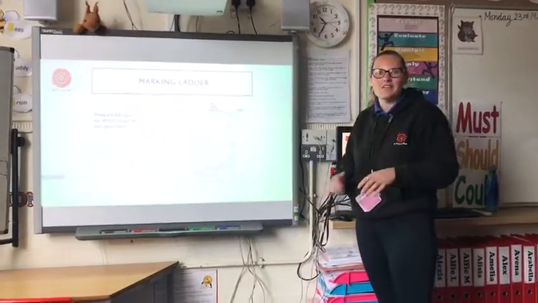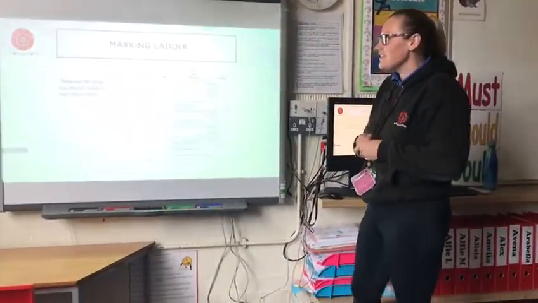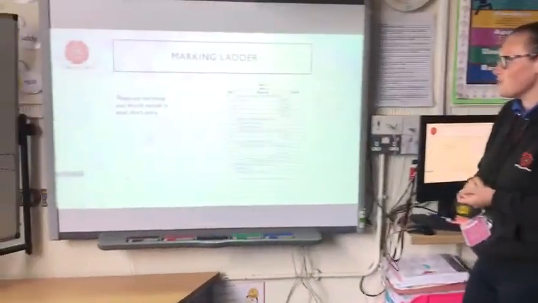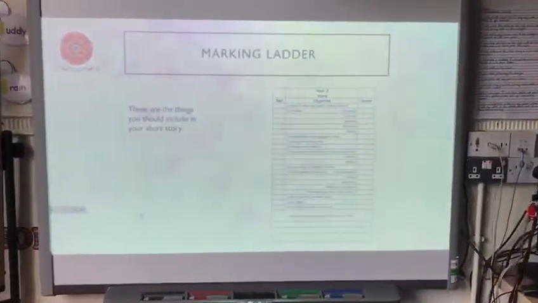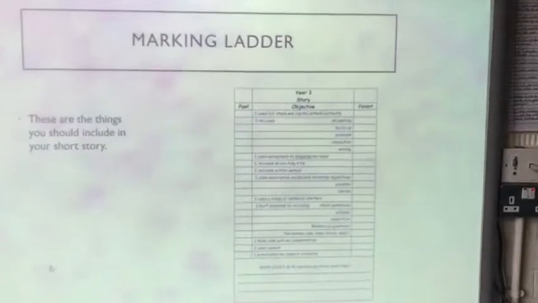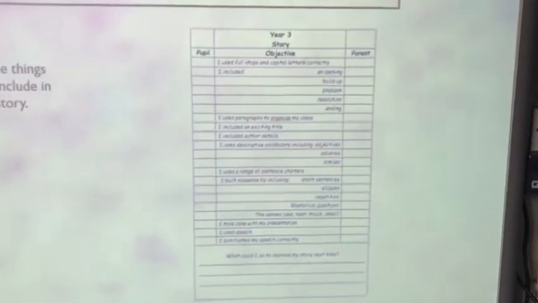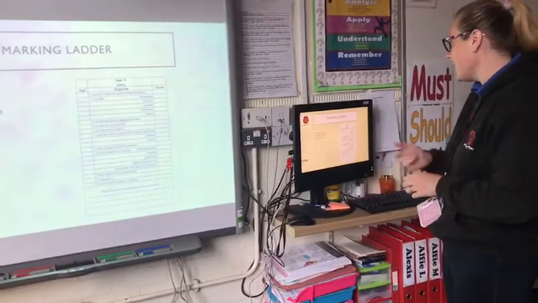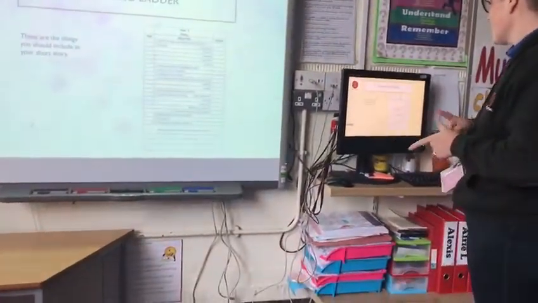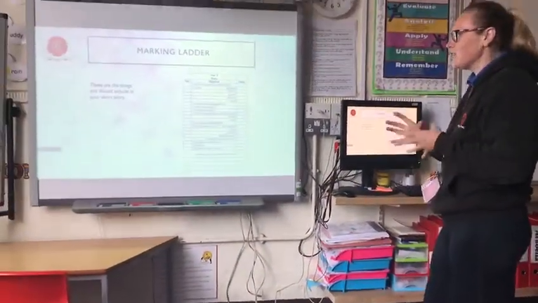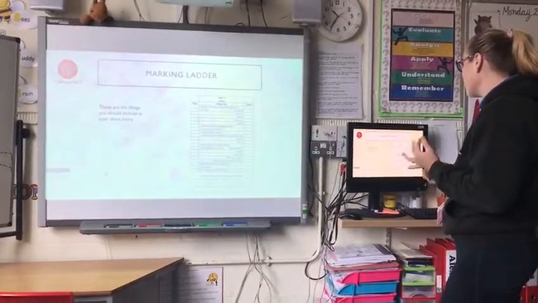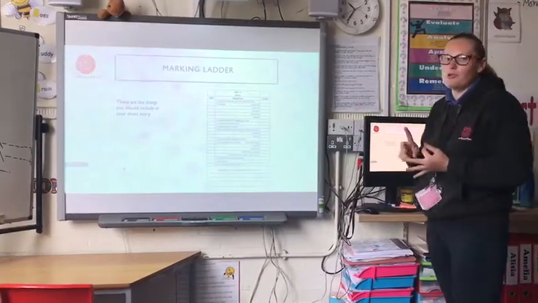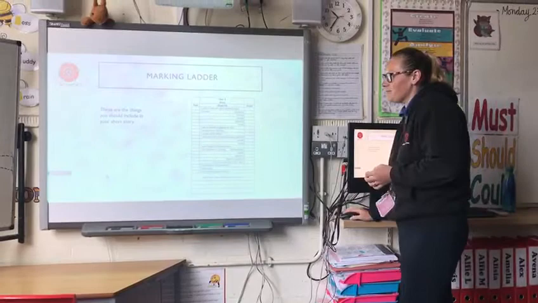Okay, so hopefully you wrote those ideas down, and these are the things you should include in your short story. Full stops, an opening, a build-up, a problem, a resolution, an ending, using paragraphs, an exciting title, author details so we know it's written by you, descriptive vocabulary, sentence openers, suspense if you want to include some suspense in your story, presentation, speech, and make sure you punctuate that speech correctly.